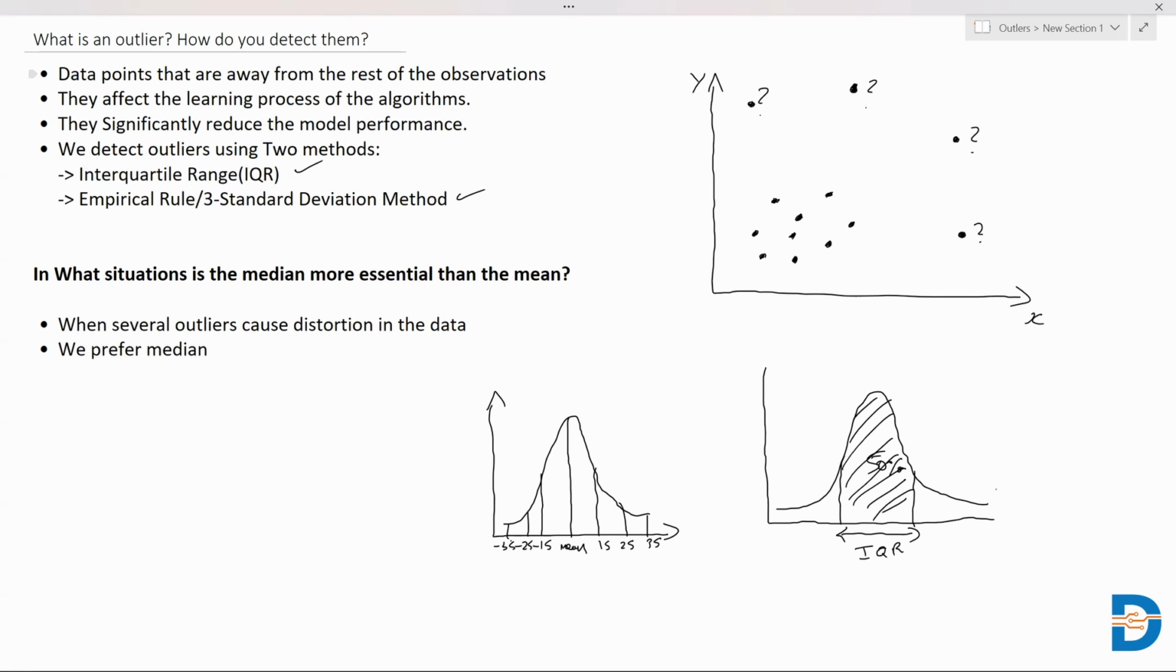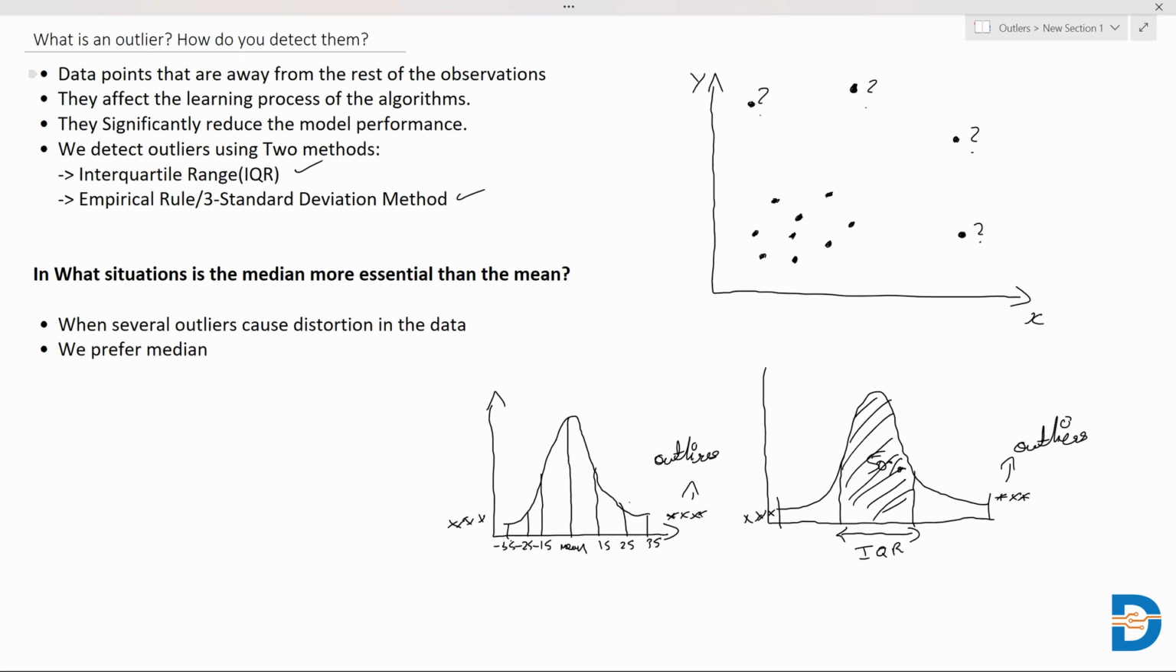When it comes to IQR, this is your upper limit and this is your lower limit. If you find any data points away from those limits, they are nothing but your outliers. It's the same way for the empirical rule. If you find any data points which are away by more than three standard deviations on the positive side, as well as on the negative side, those are nothing but your outliers.